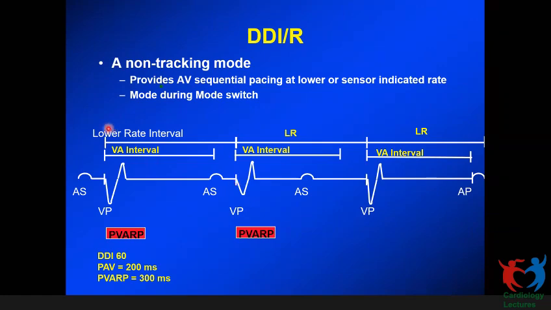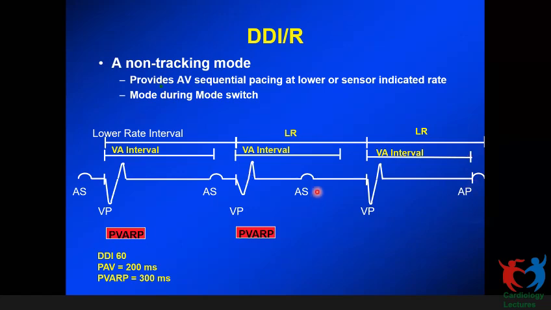Along with the lower rate, it also starts the VA interval. Remember, in a DDD mode, we don't start the VA interval; we only start the AV interval. Here, it starts the VA interval. While the VA interval is running, if an intrinsic atrial activation happens, it senses and keeps quiet. It does nothing at all. But if no intrinsic atrial activation happens before the expiry of the VA interval, it will deliver a pace.